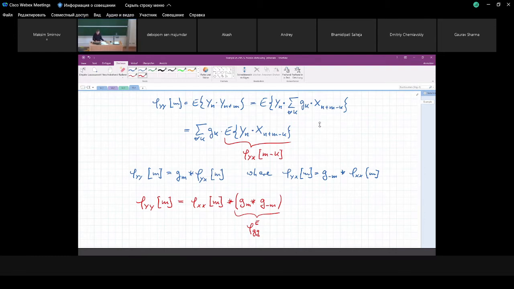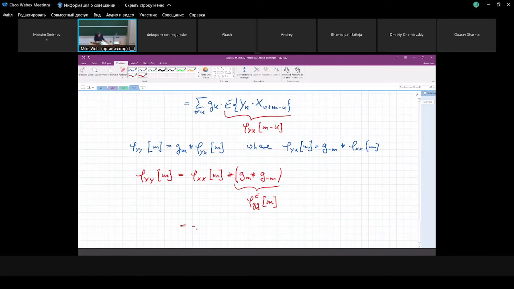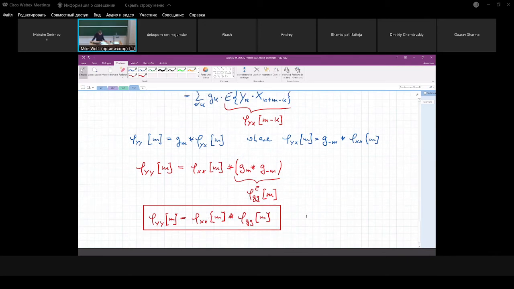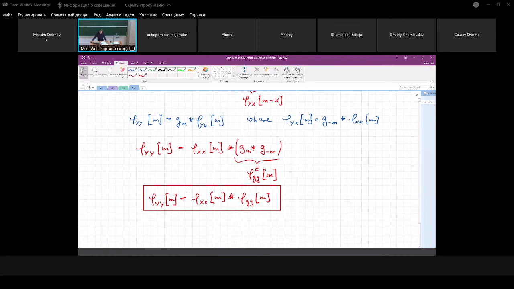Because we need to use alternative definitions if we talk later about periodic signals. If you forget this E, it doesn't matter. It's important that you know this is an autocorrelation signal. This is GG of M. Now we have it. This is our result. So at the end, it's phi x, x of M, the autocorrelation convolved with the autocorrelation function of the impulse response. So it's a quite simple result. This is the result: autocorrelation function at output, autocorrelation function at input, autocorrelation of impulse response.